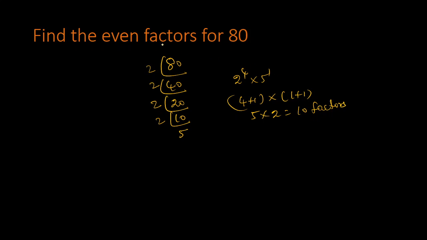Now the question asks, how many even factors are there? What is the even number here? The even number is 2, and its power is 4. Now what is the other factor here? We have 5, which is an odd factor. So the power of 5 is 1, so 1 plus 1. You add 1 only to the odd factor powers. So 1 plus 1 is 2. So 4 into 2 is 8. There are 8 factors, and all these 8 factors are even factors.